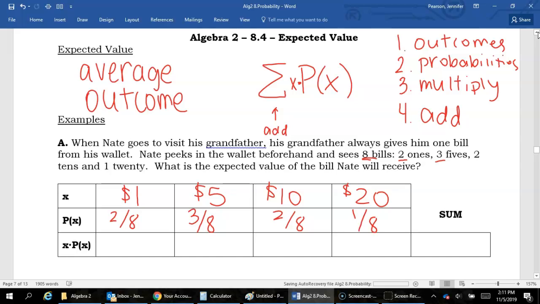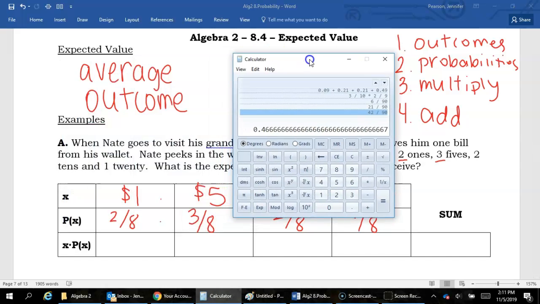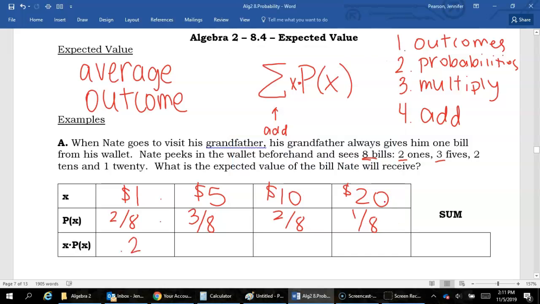So we listed the outcomes. He could get a 1, 5, a 10, or a 20. We listed the probabilities, 2/8, 3/8, 2/8, 1/8. And next we're going to multiply, straight down. 1 times 2/8. I think I'm going to decimal this. If you're not sure how to multiply your fractions, you can just do 1 times 2 divided by 8, and that would be 0.25.